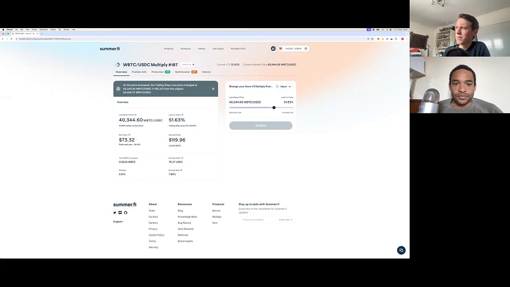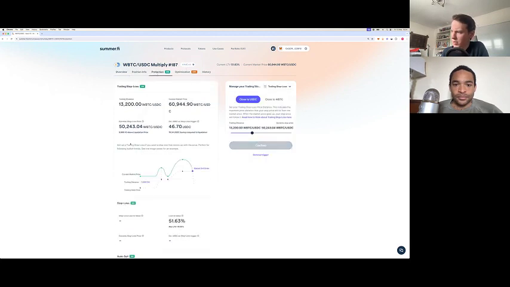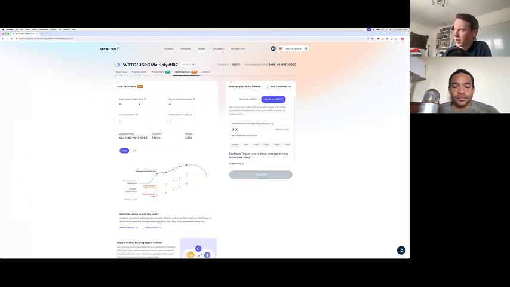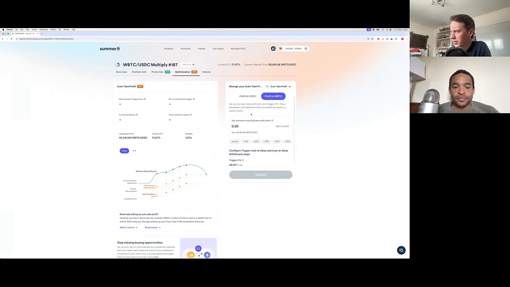This is a wrapped Bitcoin USDC position on Aave V3. It has a current multiple of 2.07. It already has a trading stop set up and actually also an auto sell set up. And in terms of optimizations, there's nothing set up, so no auto buy and no auto take profit. So let's actually set one up. Set an auto take profit on, or turn an auto take profit on.